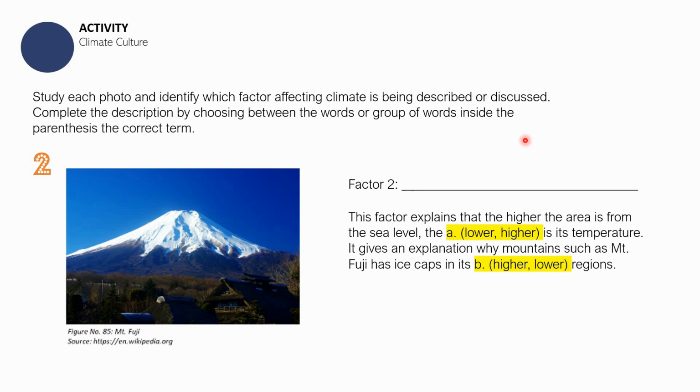So for factor 2, what do you think is the factor being described by this photo of Mount Fuji na merong ice sa may taas? Ayan. And the statement goes like, this factor explains that the higher the area is from the sea level, the higher is its temperature. Also, it gives an explanation why mountains such as Mount Fuji has ice caps in its higher or lower regions.